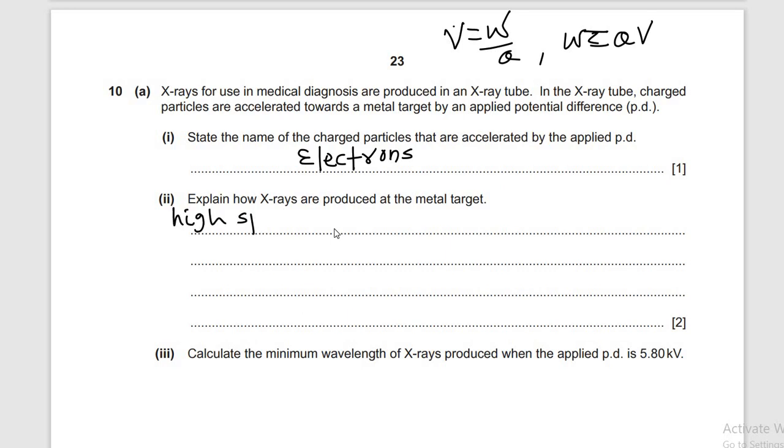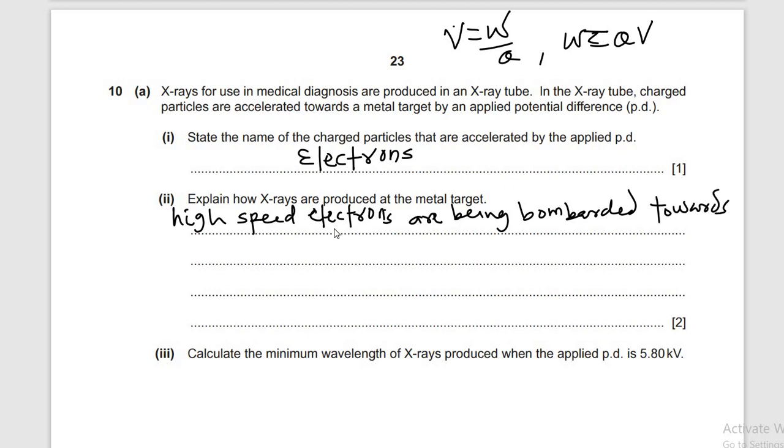High-speed electrons are being bombarded towards the heavy nucleus target. Toward the heavy nucleus target. Like I said, the target is an anode, an atom.